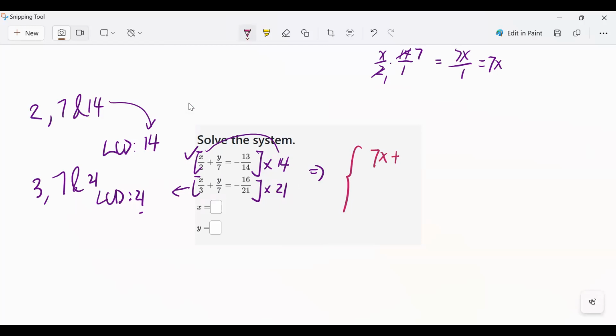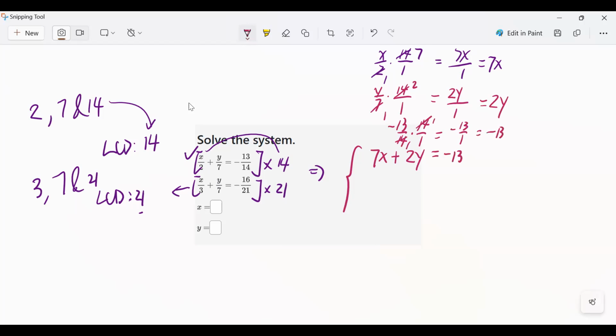And the second one, y over 7 times 14. 7 goes into 14 2 times. 2 times y on top, 1 times 1 on the bottom, so 2y. And the third one will be negative 13 over 14 times 14. The 14s get cancelled. We get negative 13 over 1, so negative 13 on the right-hand side.